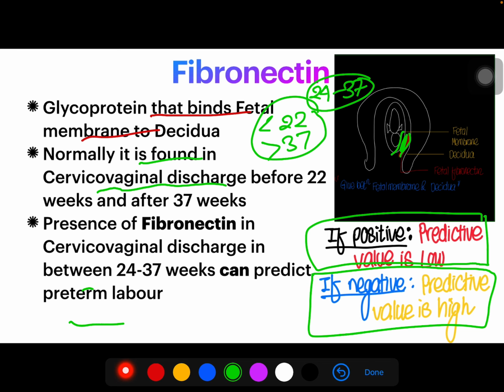Where it is important is when many patients are coming to the OPD or the hospital and you have to choose who to treat, who to give priority to, and who is really suffering. To exclude, if the fibronectin is negative, then there is a high chance that there will be no occurrence of preterm labor, so we can send them home. But if it is positive, then the predictive value is low. So for the management of patients in the hospital, the negative value will be very helpful.